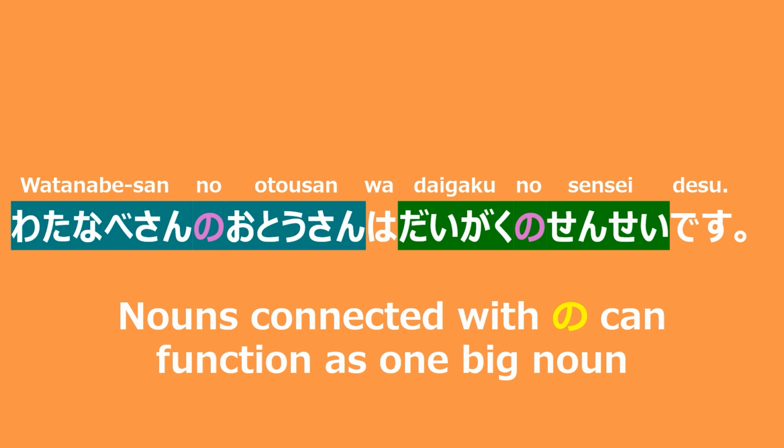You can also use this to make very long sentences. For example, Watanabe-san no otou-san wa daigaku no sensei desu. And here, the combined noun with no sort of acts as a single noun. So, 渡辺さんのお父さん. So, Watanabe's father は, speaking of Watanabe's father or Mr. Watanabe's father, 大学の先生です. He is a university teacher. So, 渡辺さんのお父さんは大学の先生です. So, that's it for the grammar points and the actual lesson.